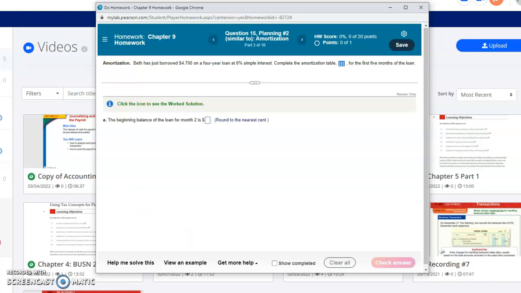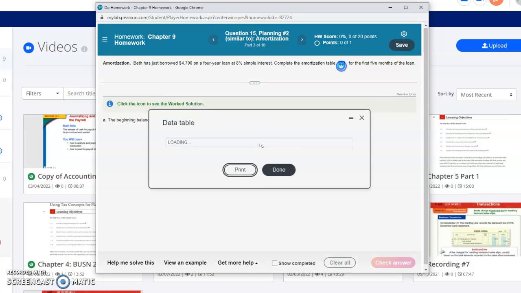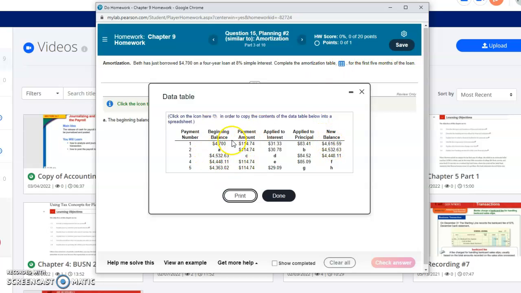Beth has just borrowed $4,700 on a 4-year loan at 8% simple interest. You want to click this table, and mine says for the first 5 months. So when I click it, it's showing me. So you've got to calculate for A, B, C, D, E, F, G, and H. So for this one, A would be what you ended with at the end of month 1.